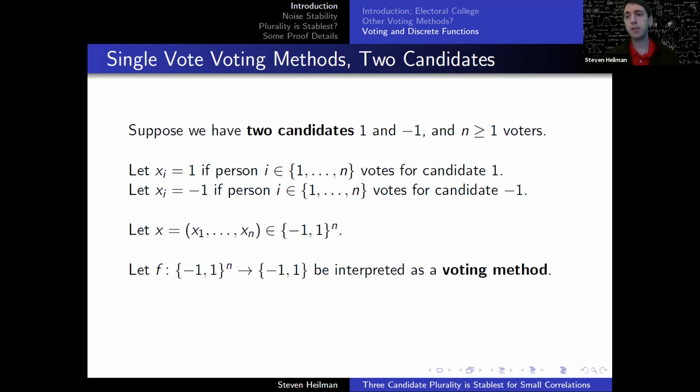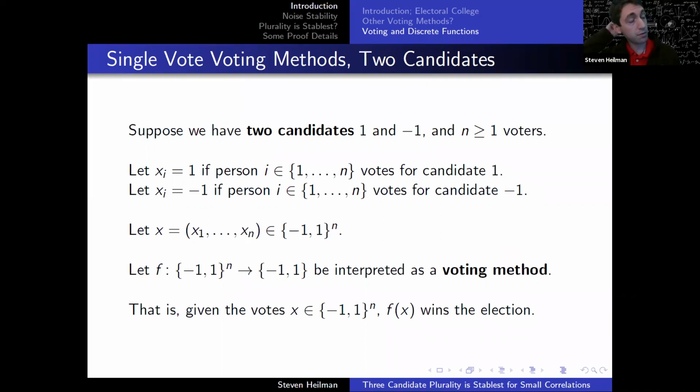And so what is a voting method? It's just a Boolean function. Its input is x, the set of votes, and its output is either -1 or 1. So its output is the winner of the election. Any questions so far? Like I said, feel free to interrupt me. The general idea is you can think of a Boolean function as a voting method, that's all.